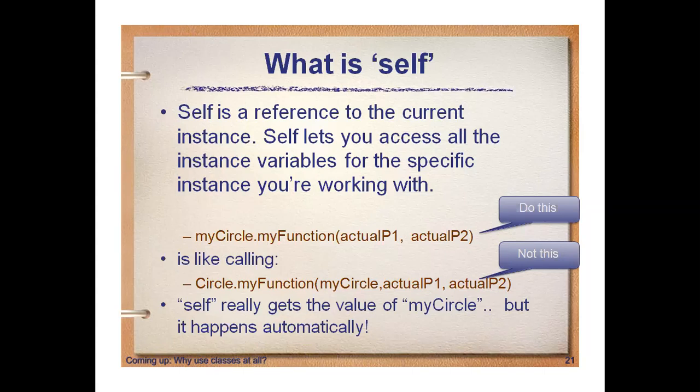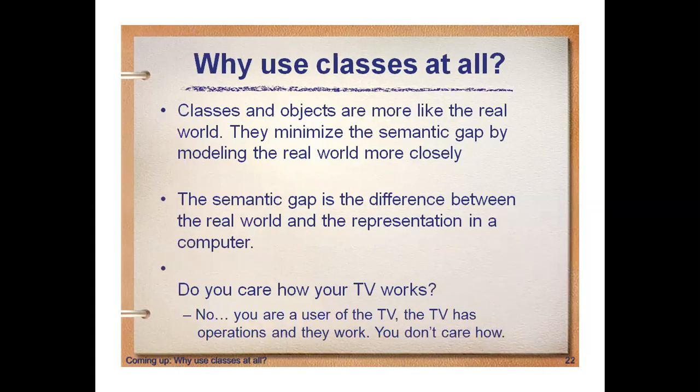Instead of doing this, we do the previous one. My circle is the name of my object, my function is the name of my method, in which I'm trying to pass actual parameter 1 and actual parameter 2. Doing this will definitely work at the time of making a function. But what will happen inside the class? Let's try to understand. Self really gets the value of my circle, but it happens automatically. How is this being done automatically, let's see. So why do we use it at all, right?